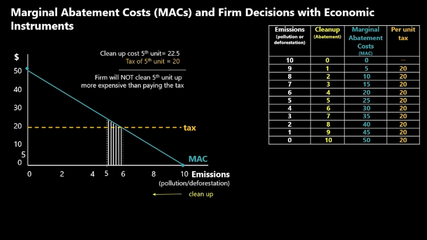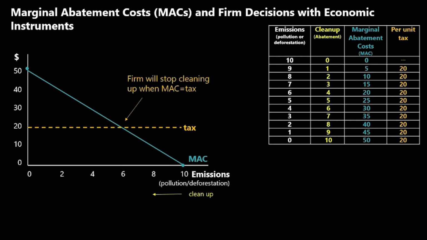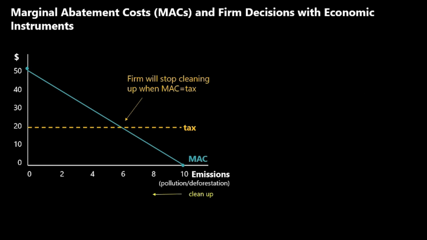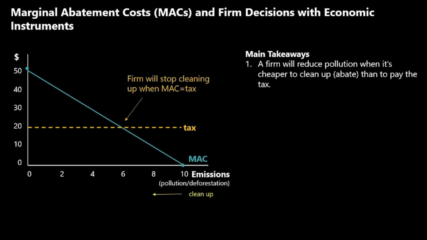And in this case, the firm would decide not to clean up the fifth and not to clean up any further, because any more than 5 is going to continue to increase the cost of cleanup. Again, it's cheaper to pay the tax, so the firm would choose to stop cleaning up at 6 units of emissions or 4 units cleaned up. So what we see more generally is that the firm will stop cleaning up when the marginal abatement cost is equal to the tax.